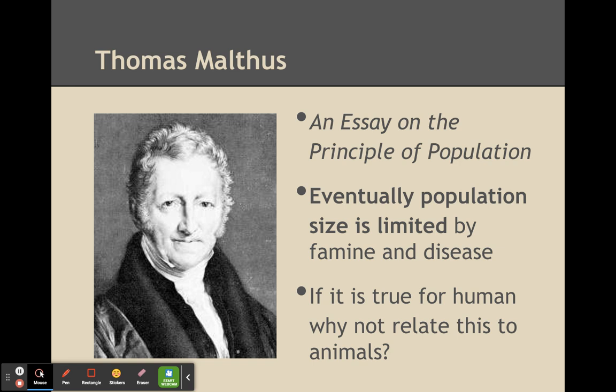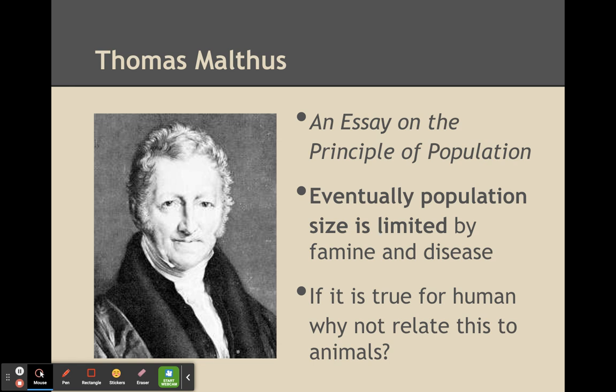Let's talk about a couple of people who further contributed to what Charles Darwin understood when he started studying and came up with this theory of evolution. So Thomas Malthus wrote an essay on the principle of population. This was a very important essay for a lot of reasons. And the main point, this bolded thing, is what you probably want to write in this box on the notes. Eventually, population size is limited by famine and disease.